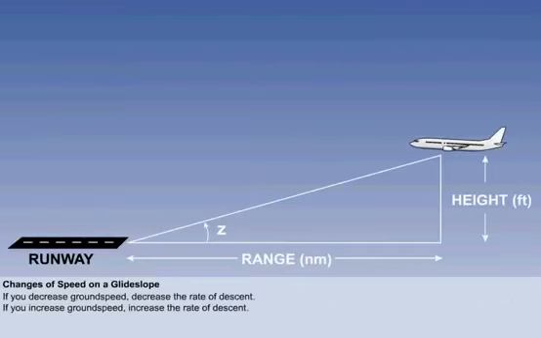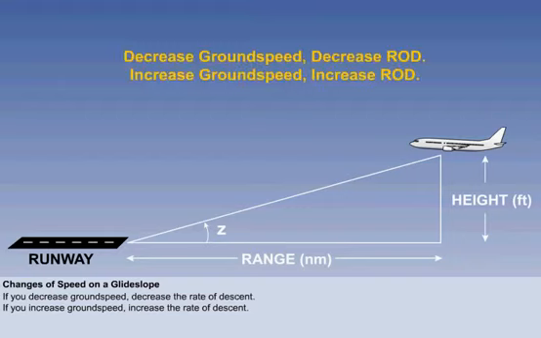Sometimes you need to calculate the change of rate of descent associated with a change of speed on the glide slope. The rule is simple enough. If you decrease ground speed, decrease the rate of descent. If you increase ground speed, increase the rate of descent.